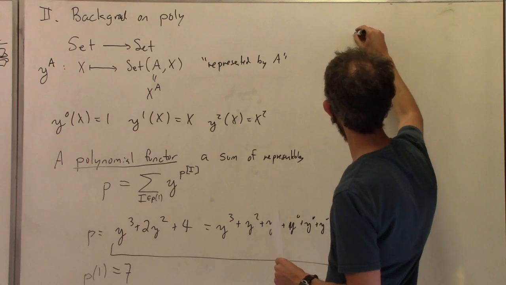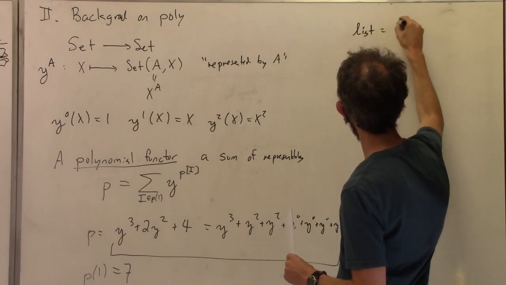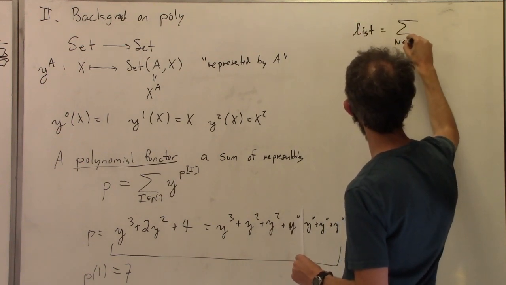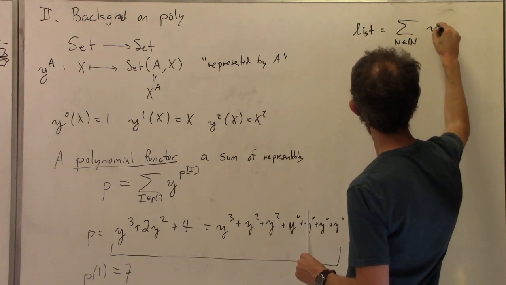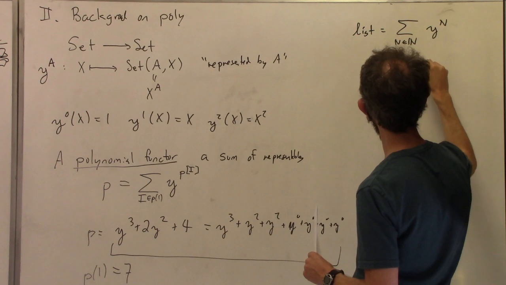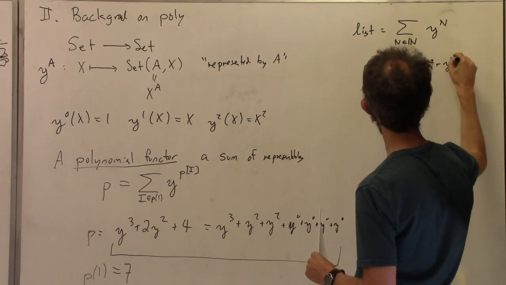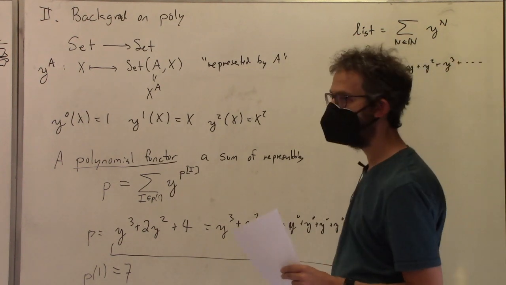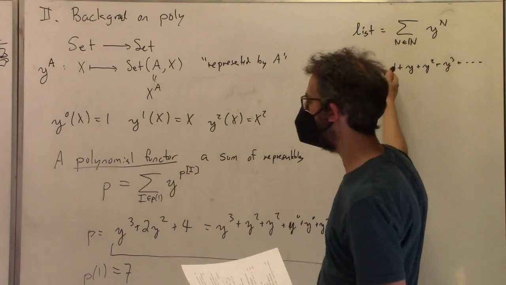You could also have list, which is the sum over all natural numbers of y to the n. This would be like 1 plus y plus y squared plus y cubed. And that is a functor from set to set. You plug in any set, you get a set.